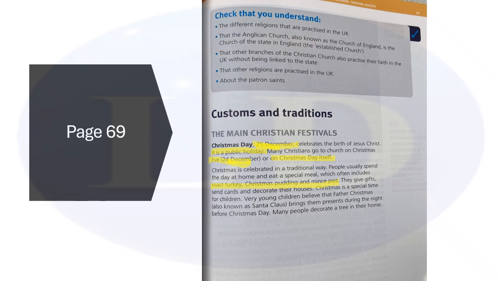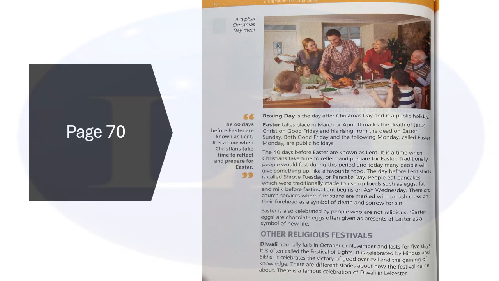They give gifts and send cards and decorate their houses. Christmas is a special time for children. Very young people believe that Father Christmas, known as Santa Claus, brings them presents during the night before Christmas Day. Many people decorate a tree in their home. All of these things are not difficult, and most people know that. The next thing is Boxing Day, the day after Christmas Day, which is a public holiday. Obviously we don't do boxing on that day, it's a shopping day. It is called Boxing Day.